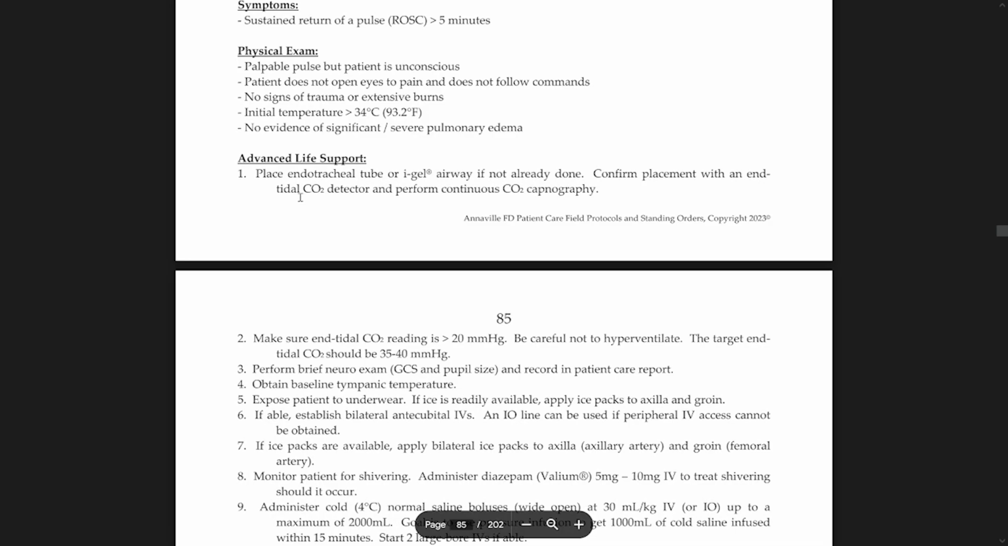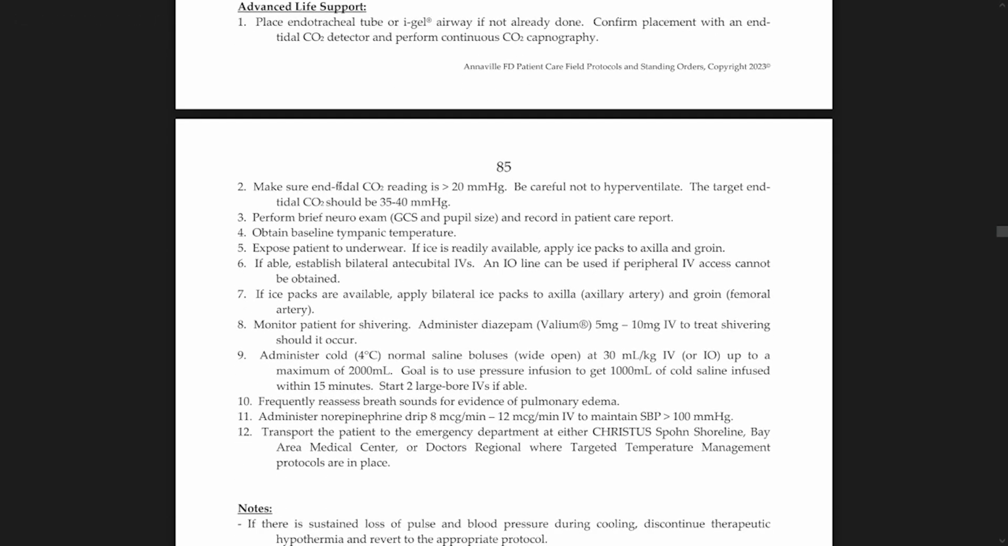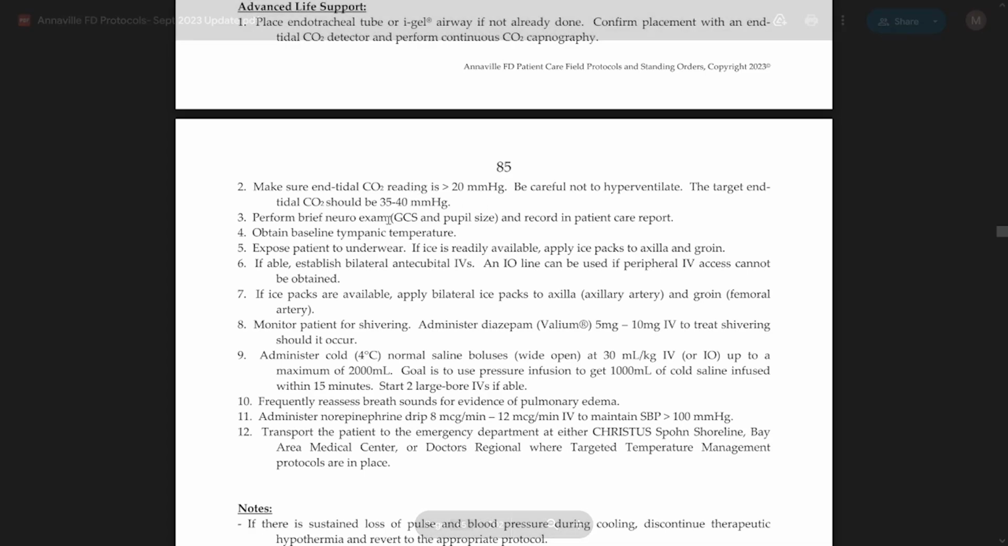So, for ALS support, we want to place an endotracheal tube or an I-gel airway if it hasn't already been done, confirm placement with an end-tidal CO2 detector, and perform continuous CO2 capnography. Make sure the end-tidal CO2 reading is greater than 20 millimeters of mercury, and be careful not to hyperventilate. The targeted end-tidal CO2 should be 35 to 45. Perform a brief neural exam, checking their GCS and pupil size, and record it in the patient care report.